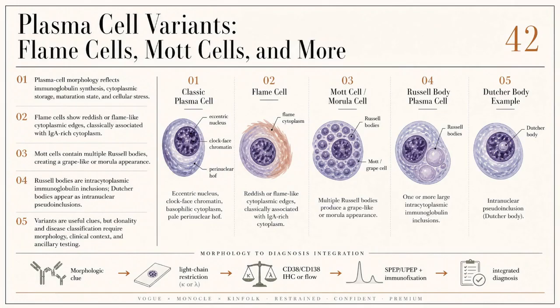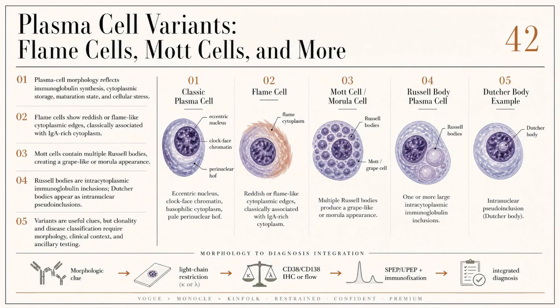Today's focus on flame cells, Mott cells, and other plasma cell variants will deepen your understanding of how these distinctive cytoplasmic features reflect underlying pathophysiological processes and influence laboratory diagnosis. Plasma cells are terminally differentiated B cells, specialized in immunoglobulin production, and their neoplastic counterparts in multiple myeloma often exhibit unique morphological adaptations linked to their secretory activity.